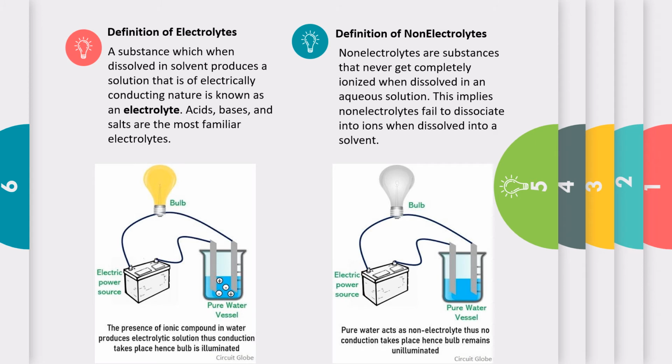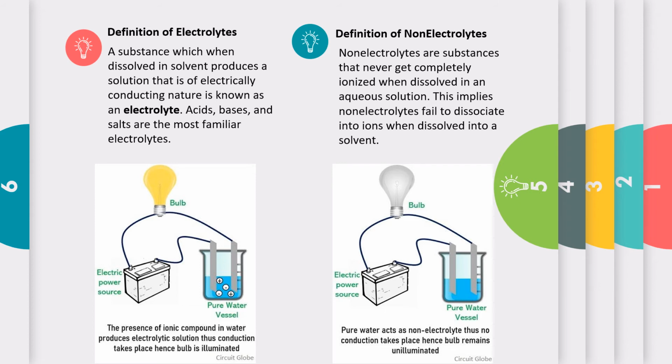The definition of the electrolytes: a substance which, dissolved in a solvent, produces a solution that is of electrically conducting nature, is known as an electrolyte. Acids, bases, and salts are the most familiar electrolytes. And this picture is an example of the ionic compound in water. Produces electrolyte solutions.